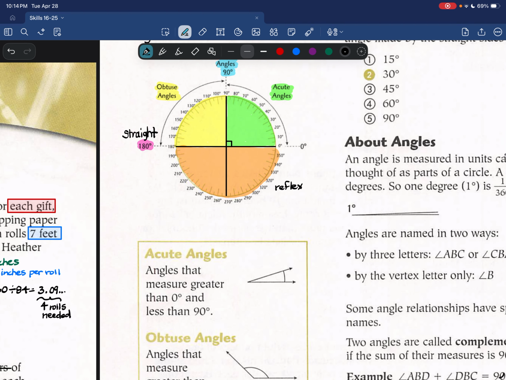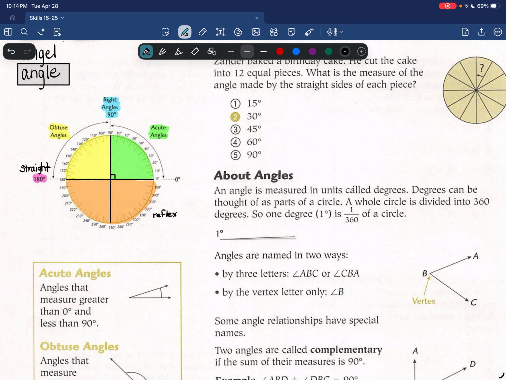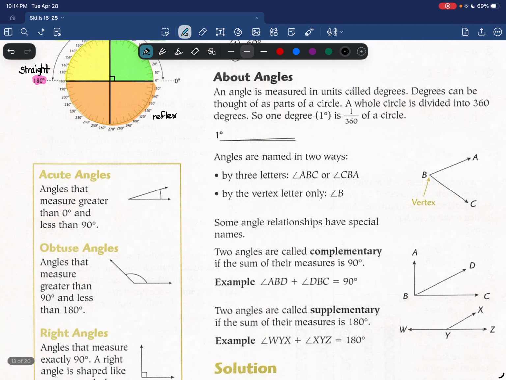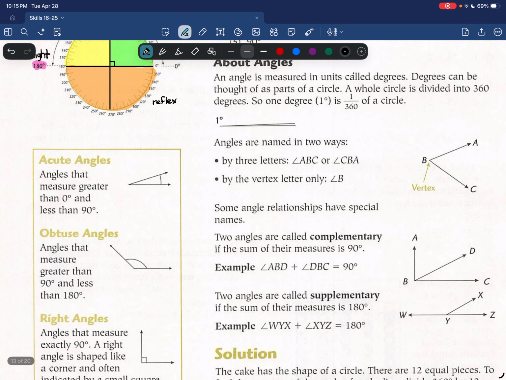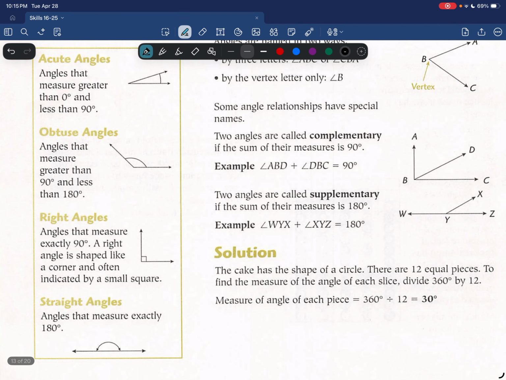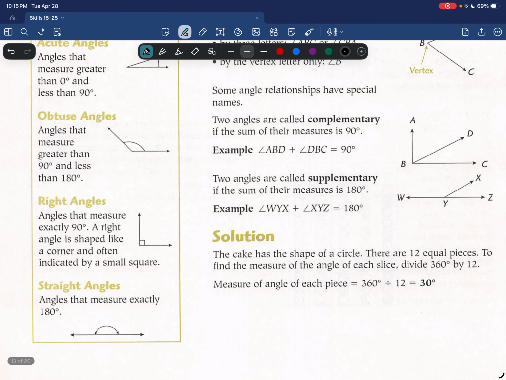All right, just to review, angles that measure greater than 0 and less than 90, that's in the green section there, are acute. Angles that measure greater than 90 and less than 180 are obtuse. And right angles measure exactly 90 degrees. A right angle is shaped like a corner and often indicated by a small square. I've had the question a lot. There is no such thing as a left angle. Right angles are 90 degrees. And then straight angles measure exactly 180.